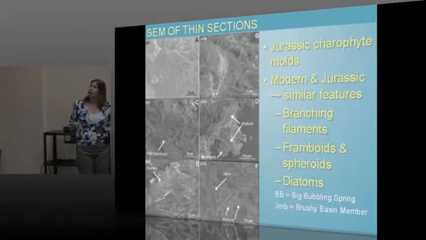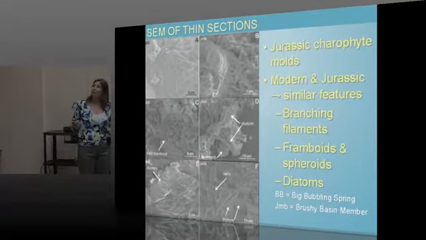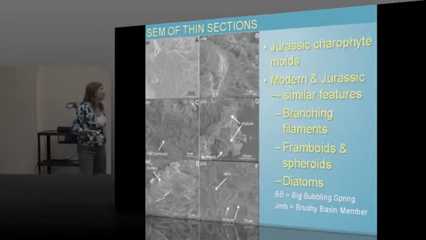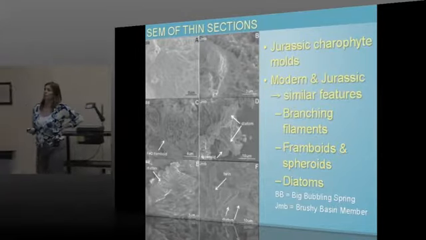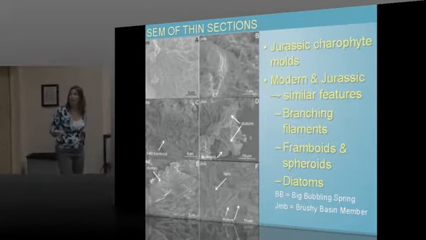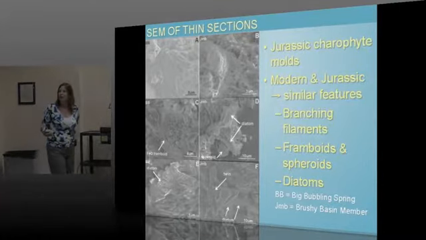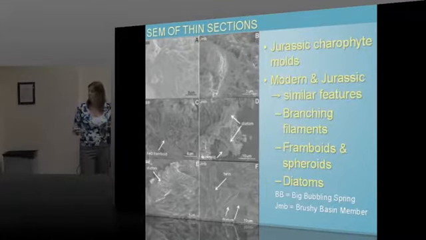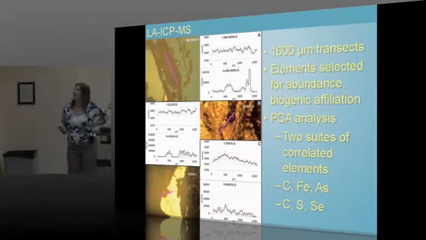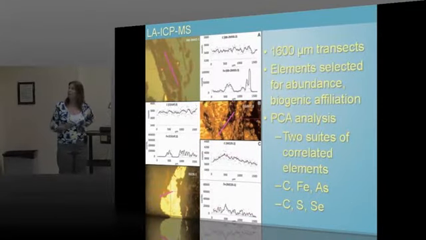And so here, this is the modern spring and this is the Brushy Basin Member. And we see some similar features, these branching filaments, framboids and spheroids, which have been noted in the literature to be possible biosignatures. These are associated with these tests of diatoms, and there's diatoms present in both of them. Okay, I'm going to skip over that.